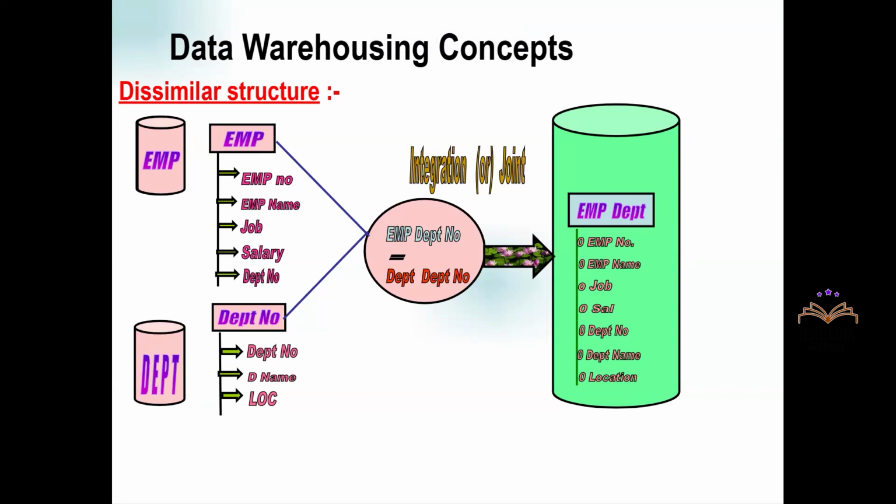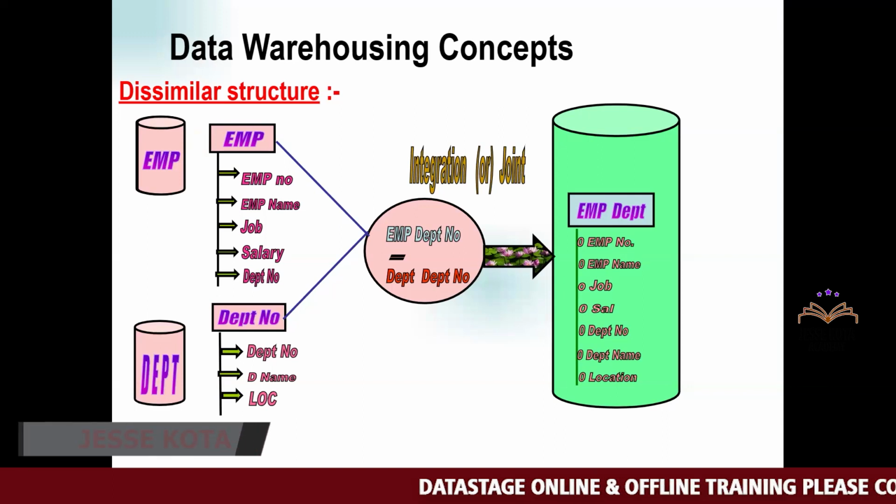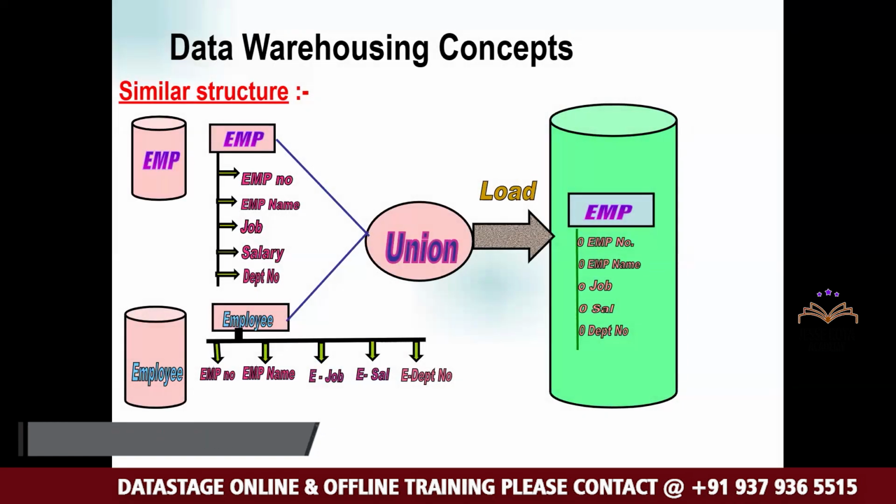So this is dissimilar structure. Here the table names are different and the metadata in both tables is different, but to perform the join with the dissimilar structure, what is the key thing required? The key thing required is a common column name and data type. And how can I handle a similar structure?